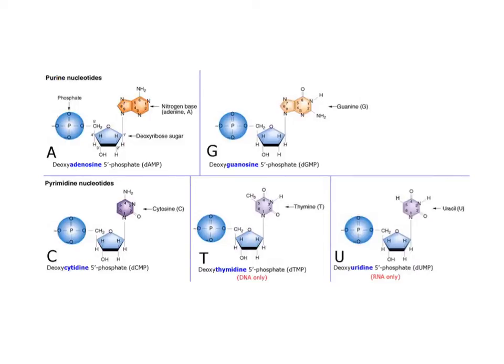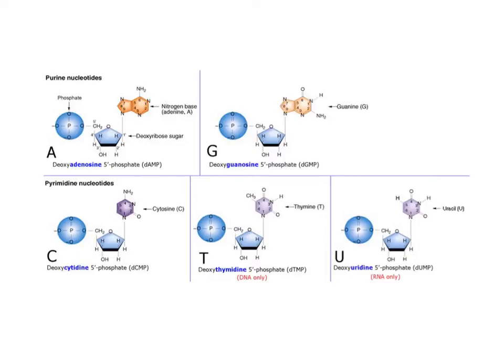And there's two of them. There's an A and there's a G. You'll notice that the difference between the A and the G is you have a carbonyl group here, and then the amine group gets moved down to here. But the bottom line is that you have a double ring structure, and there's a slight difference between them, and one's adenine, the other's guanine. And these are known as purines.